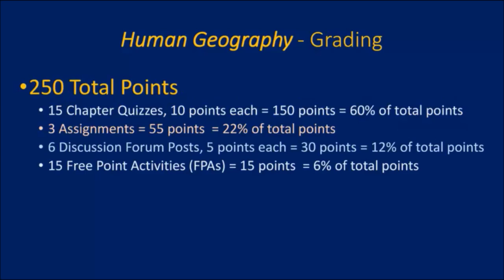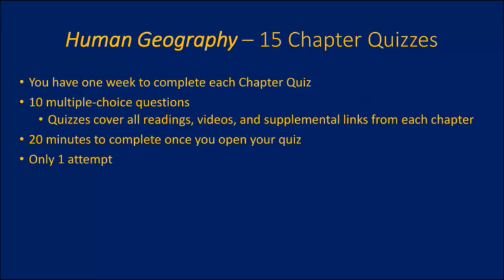Then we have 6 discussion forum posts. Those are each 5 points each. So 6 times 5 equals 30 points, and that's 12% of the total points. Finally, there's 15 free point activities. Each of those free point activities are worth 1 point. I'll also be referring to these as FPAs, and that relates to 6% of the total points for the course.